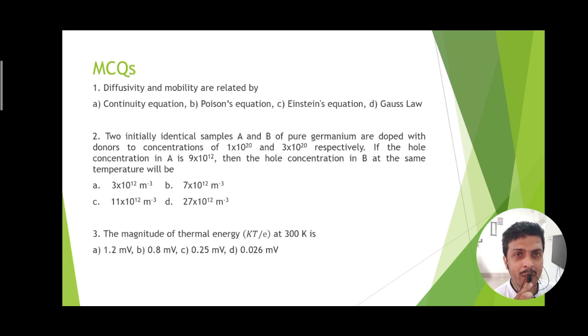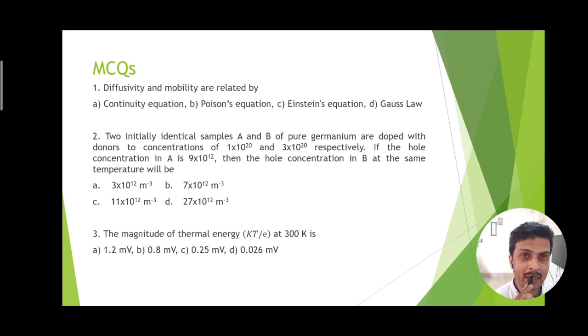Before telling the numerical value, let us go through the procedure for how to calculate this problem. In this problem, it is very clear that the type of samples A and B are identical. That means their intrinsic carrier concentrations are the same. Under this same intrinsic carrier concentration, A and B are doped with donor ions. Donor means it is an n-type semiconductor, so both are n-type semiconductors. In both cases, we can consider the product of Pn and Nn is equal to ni square.